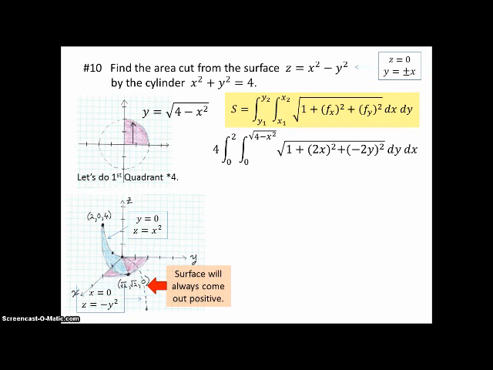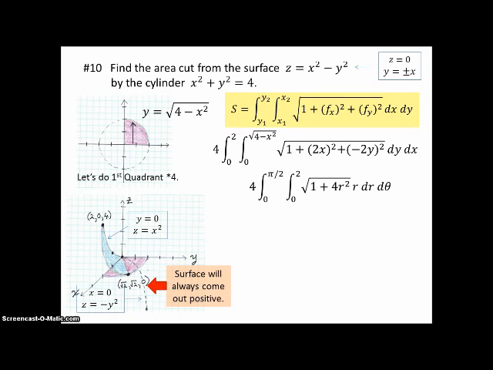Now, this integrand cannot be integrated, or at least not easily, with respect to x and y. However, if you'll notice, if you simplify what's under the radical, you get 4 times the quantity x squared plus y squared, which is reminiscent of polar coordinates, because x squared plus y squared equals r squared. So we're going to change this integral to polar form.